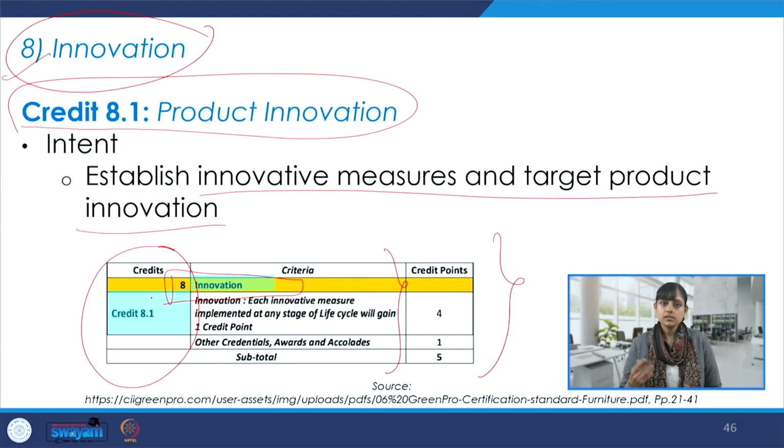And there is a discussion over innovative measures implemented at any stage of life cycle and how it gains credit points. And there are some other interesting credentials and accolades which will also help us achieve certain credit points. So these are really important 8 dimensions, which we just saw, and then we concluded with innovation.